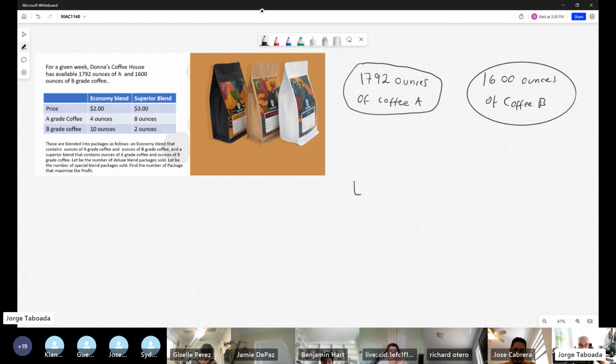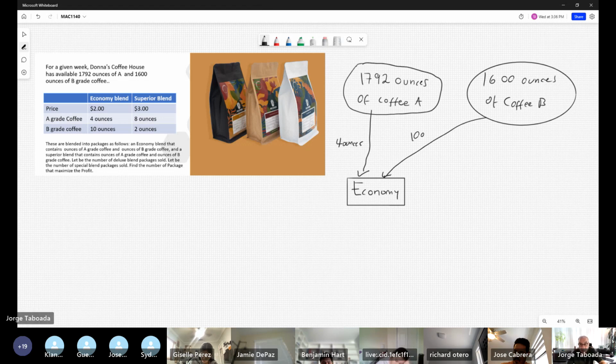However, to form the economic formula, economic blend, or whatever you want to call it, we mix 4 ounces of these and 10 of these, to get, of course, 14 ounces of this economic package.